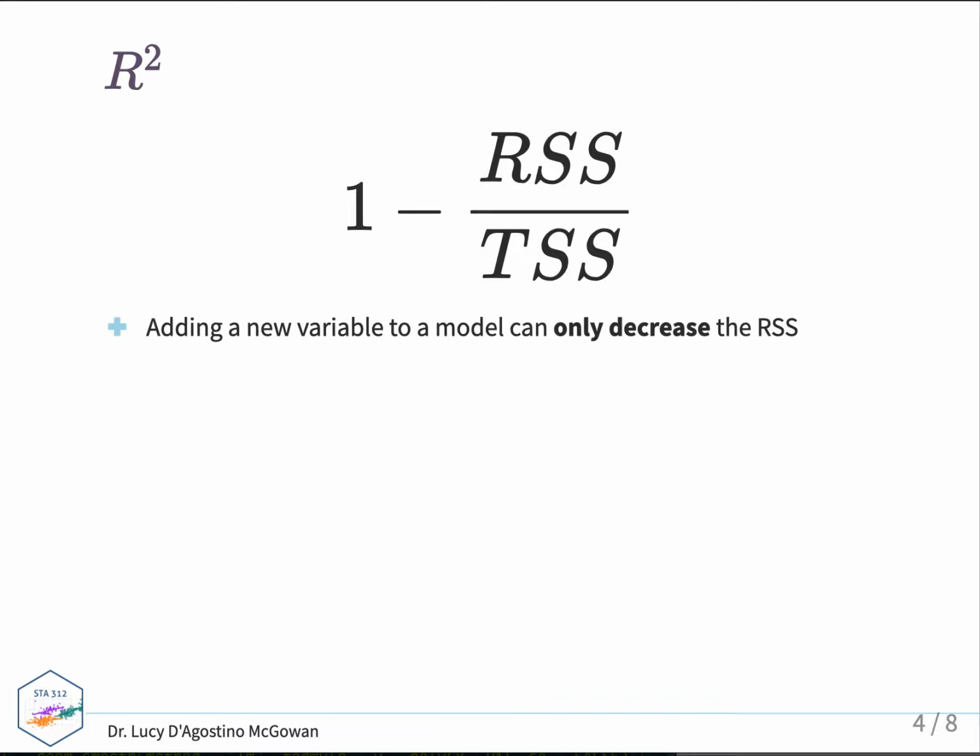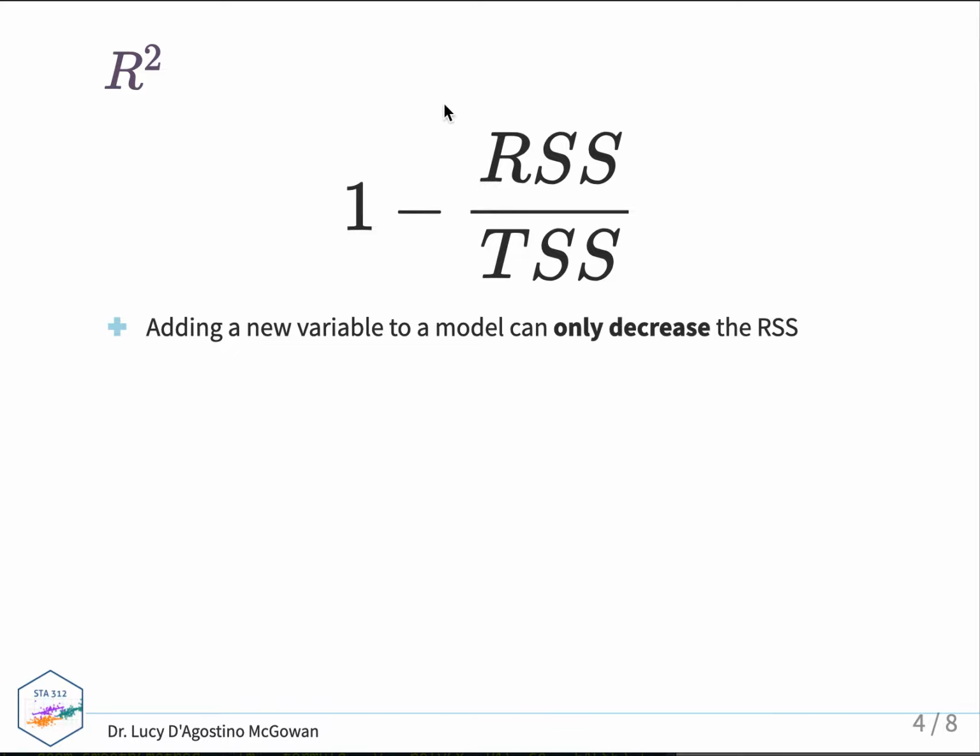And it's just a fact that adding a new variable to a model can only decrease the residual sum of squares. So I want you to think a little bit about what the residual sum of squares equation contains and why this would be the case. This is going to be an important question to understand the concept. But knowing that adding a new variable to a model can only decrease the residual sum of squares, what does that tell us about R-squared?